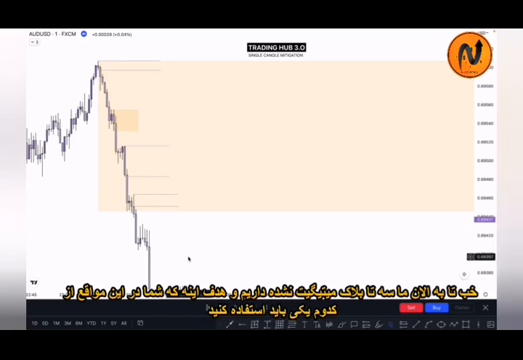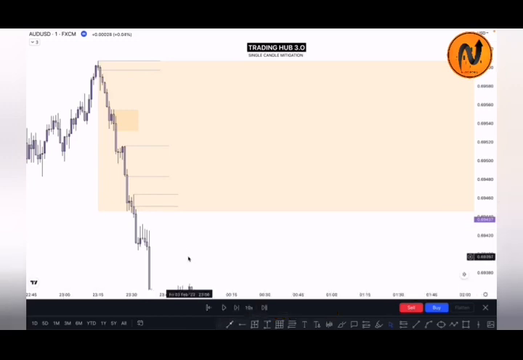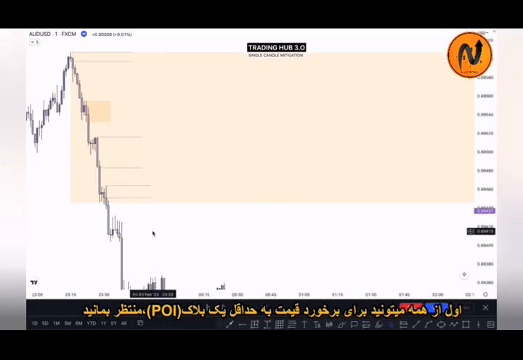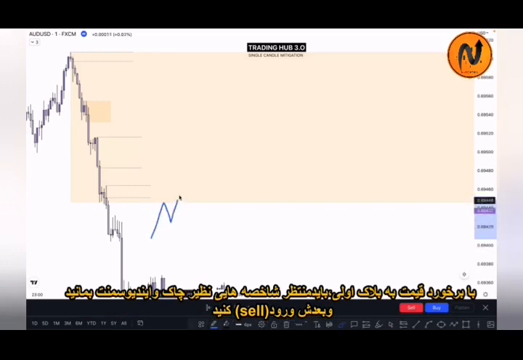So how can you deal with this type of situation? First of all, you can wait to mitigate at least one order block, at least one POI. So first of all, if price taps on your first order block here, then you have to wait for CHoCH and inducement, and then you can sell here.